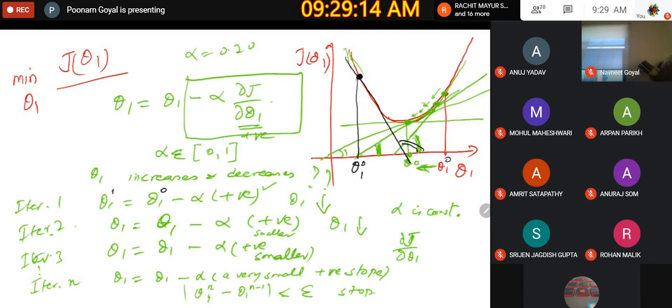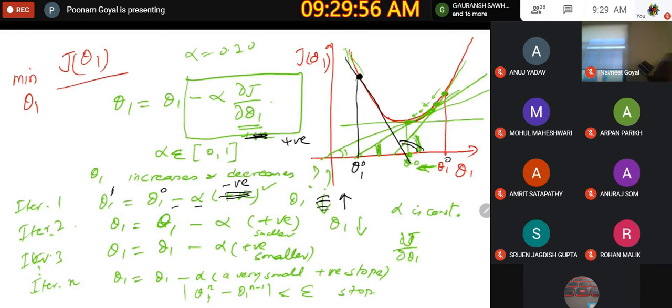So now see what is happening. θ1 0 is the initial point, and I have drawn a tangent, and if I apply the same update rule, θ1 1 would be equal to θ1 0 minus alpha times the slope. What happens to the slope? The slope is now negative. Alpha is positive, and there's a negative sign here, so this whole thing becomes a positive quantity.